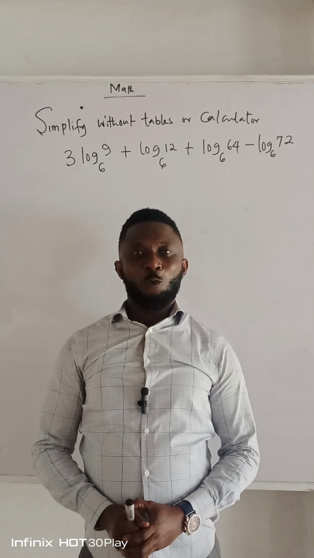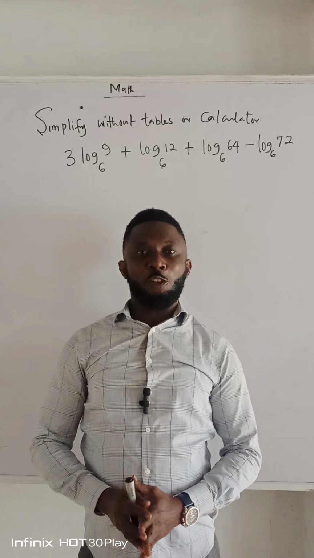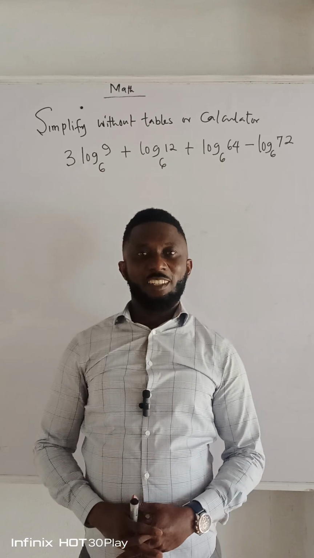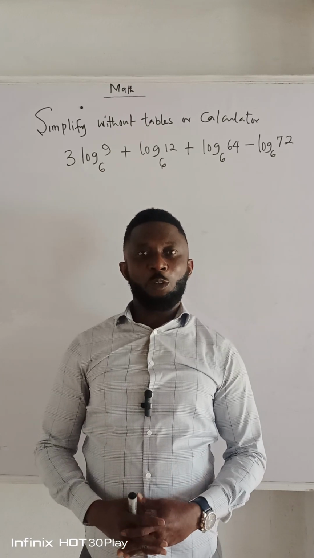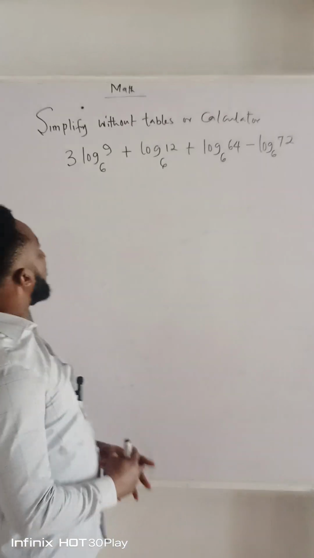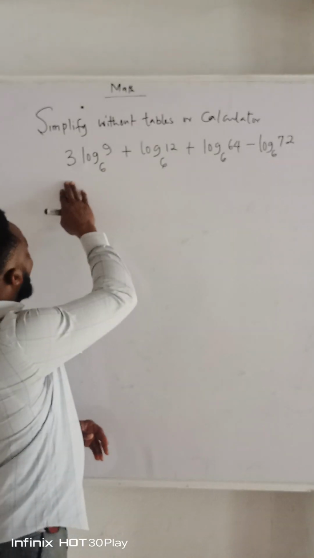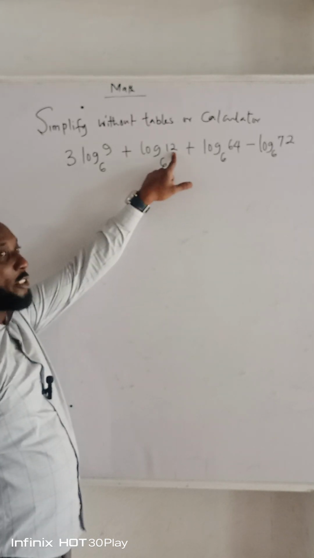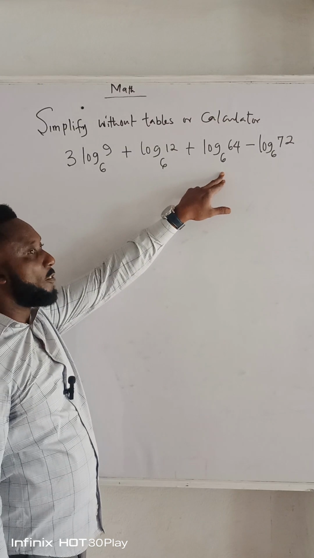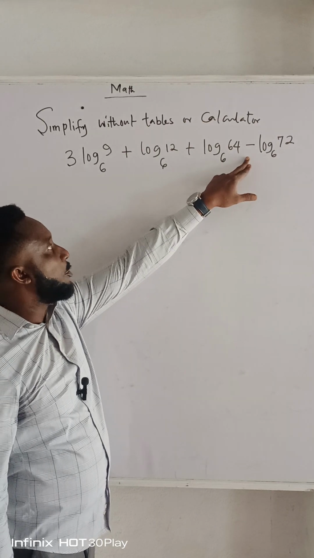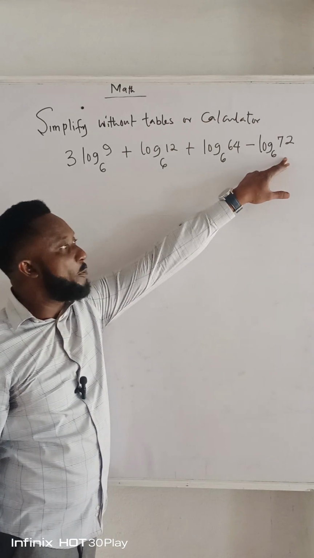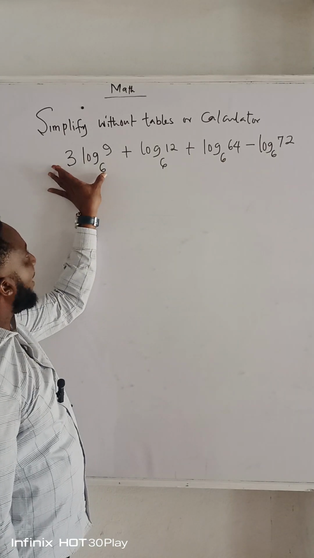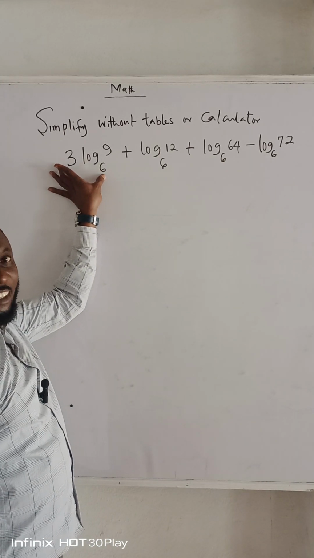In this tutorial, we have a nice, beautiful question on logarithm that has to do with simplification. Trust you me, it's a very simple and easy problem. Now we have to simplify 3 log to the base 6 of the argument 9, plus log to the base 6 of the argument 12, plus log to the base 6 of the argument 64, minus log to the base 6 of the argument 72. As you can see, in this entire expression, the only odd man here is this first guy.